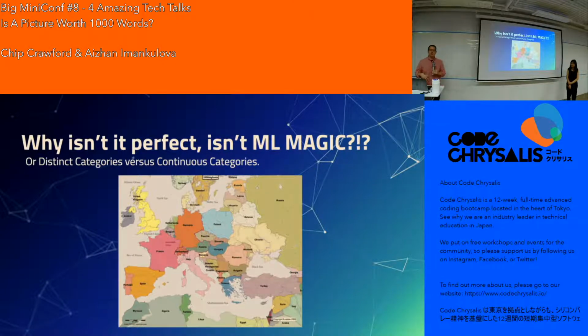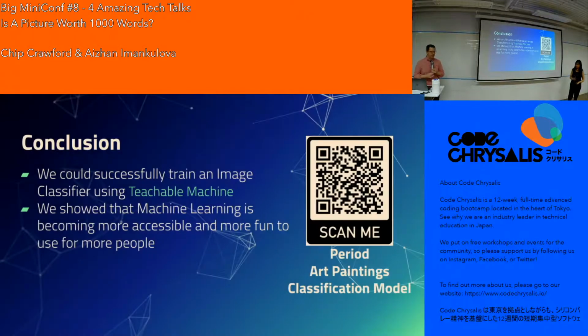So the machine learning algorithm can only do as good and as accurate a job as the information we give it. We give it hard categories, it'll make hard choices that aren't always perfect. So for the conclusion, I will hand it over to Aizo.